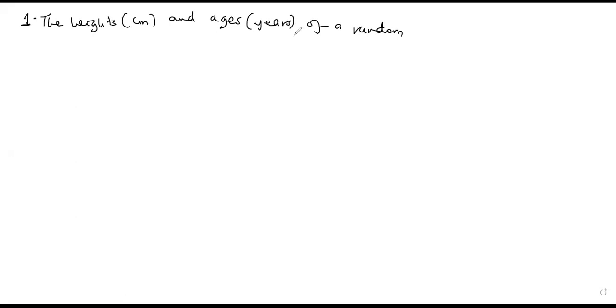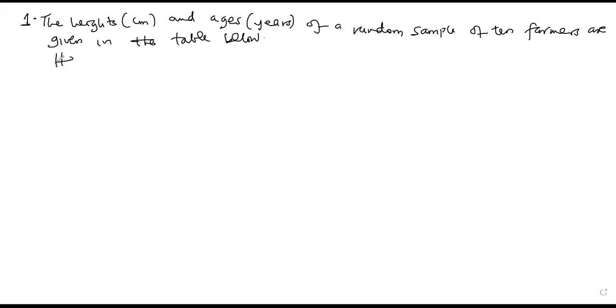All right. So my number one is saying the height in centimeters and ages in years of a random sample of 10 farmers are given in the table below. We have heights, we have ages, right?